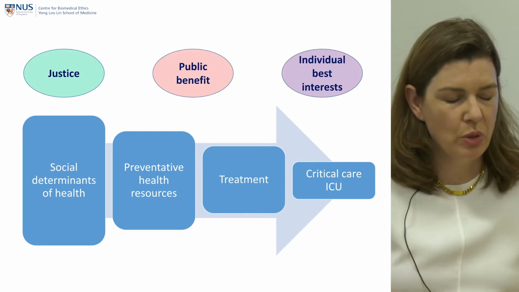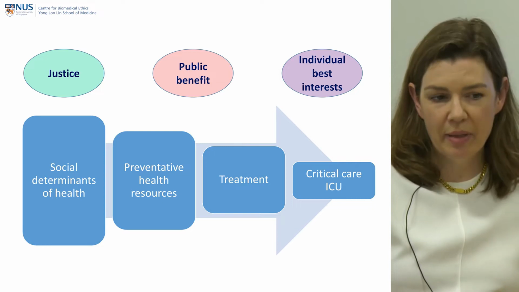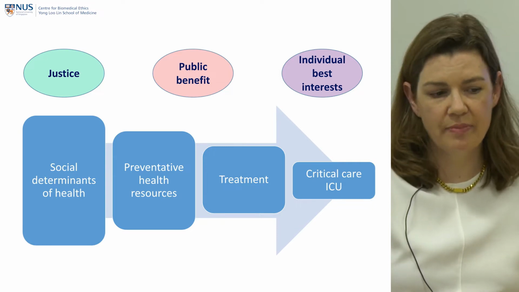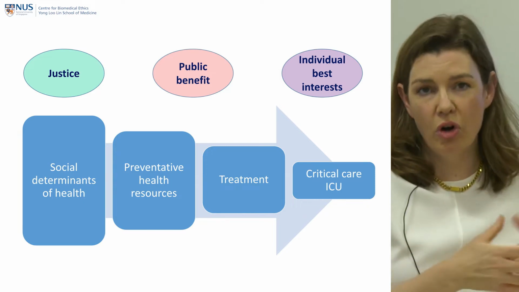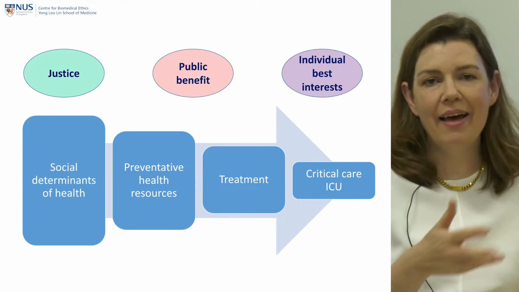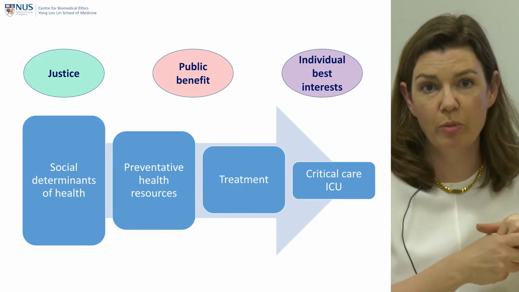So the three values I'm going to talk about today broadly are justice and or equity, public benefit, and individuals' best interests. And I think questions around resource allocation draw on these three values, but how they intersect at different time points across this continuum will be different.